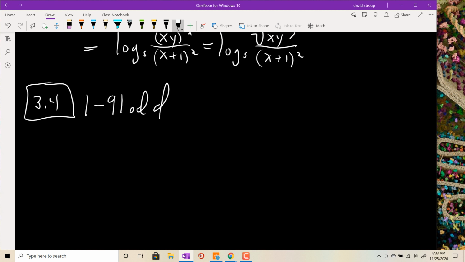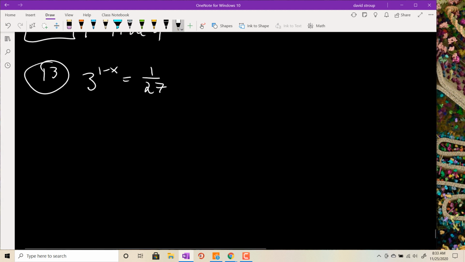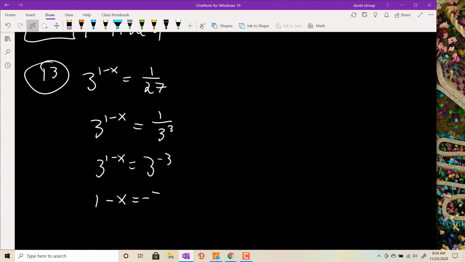So for example, number 13. This is an exponential equation. 3 to the 1 minus x equals 1 over 27. So the idea with these is to equate the bases on both sides and then equate the exponents. Okay? So 1 over 27 is 1 over 3 to the third. Then I can write 3 to the 1 minus x equals 3 to the negative 3. And then you can equate the exponents. Solve for x, and x is 4.